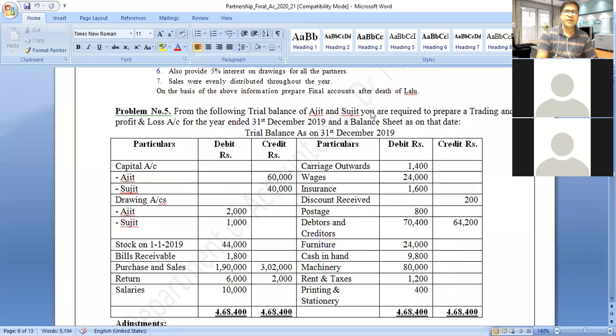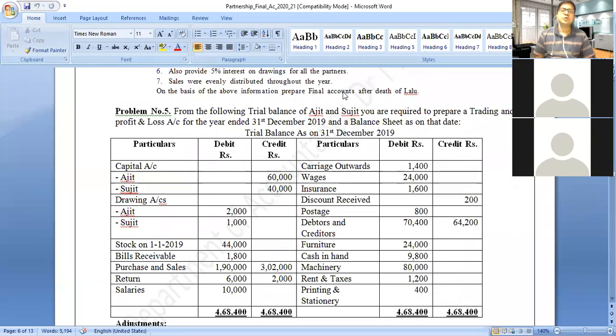Before discussing further items, I want you to remember one concept regarding capital. Capital is recorded in two ways, that is the fixed capital method and the fluctuating capital method. Here we are using the fluctuating capital method.